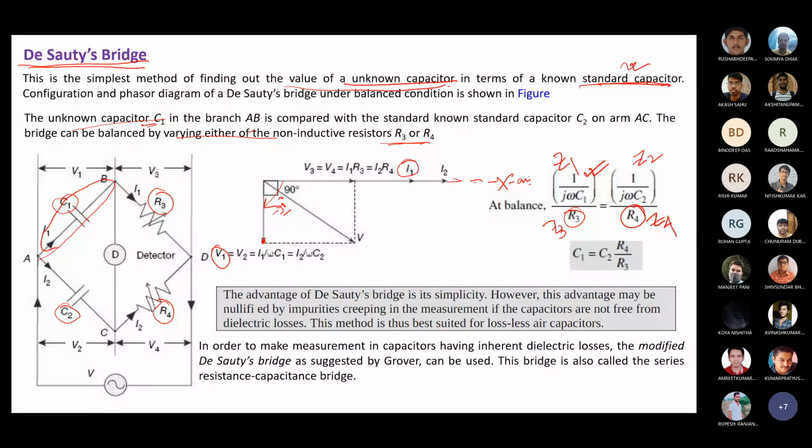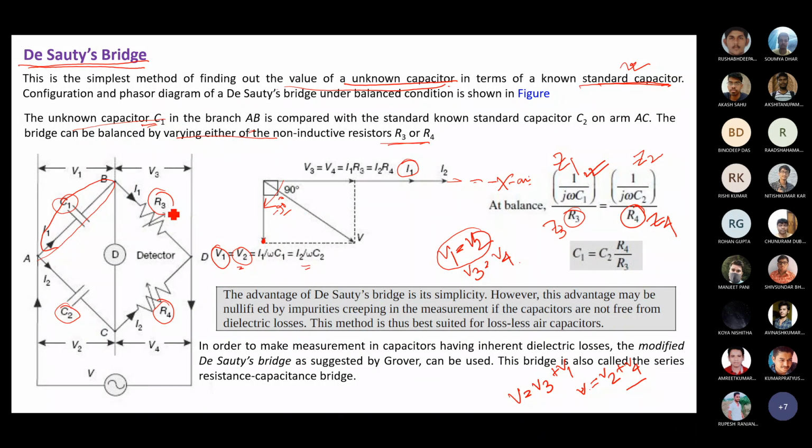You know that at balance condition, V1 equals V2 and V3 equals V4, and V equals V3 plus V1, or V equals V2 plus V4. That's the concept. Since V1 equals V2, that point is also V1 equals V2. V2 equals I2 by j omega C2, so directly you get the point V1, V2.